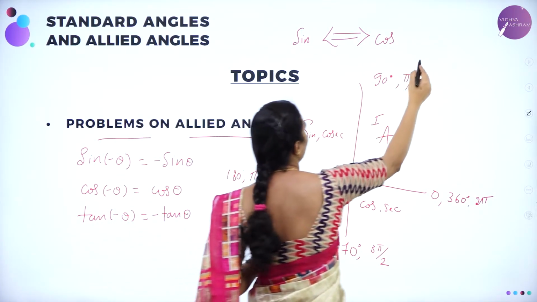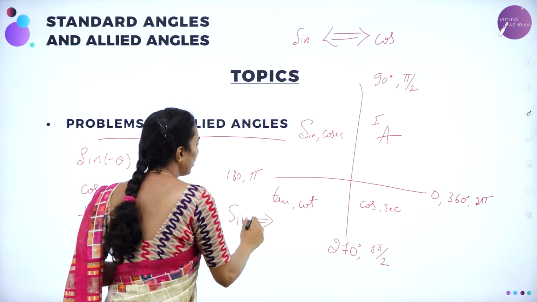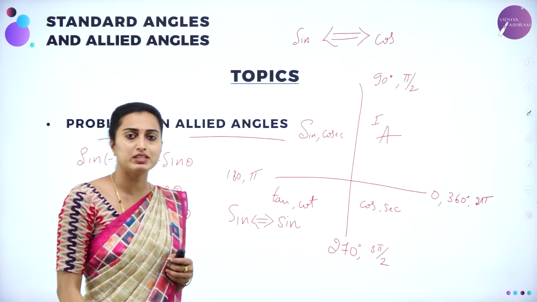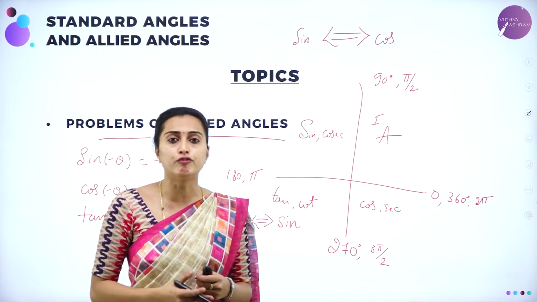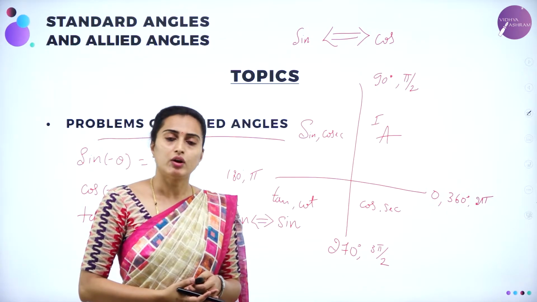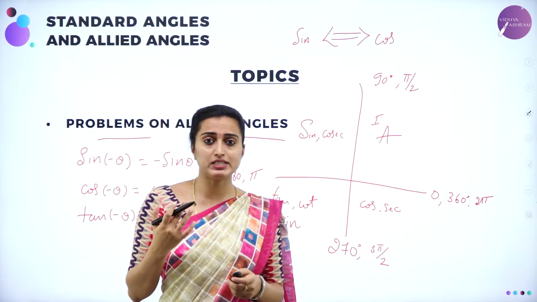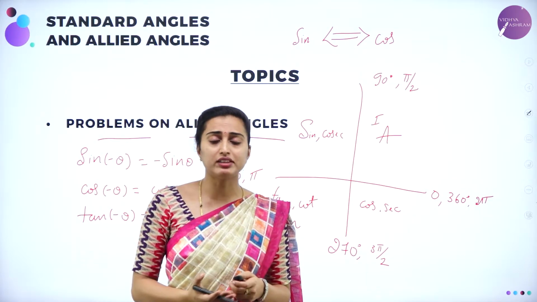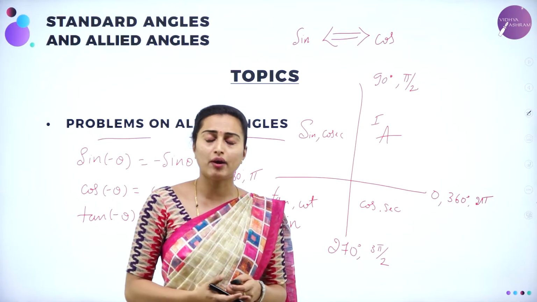And in the case of 180 minus theta, sine will be sine only, cos will be cos only, and tan will be tan itself. The respective trigonometric functions remain the same, and the signs will depend on which quadrant it falls in. Okay, these are all you have to remember to solve the problems. Also remember, sine of n into 360 plus theta is sine theta, and cos of n into 360 plus theta is cos theta only. That and all you have to remember.